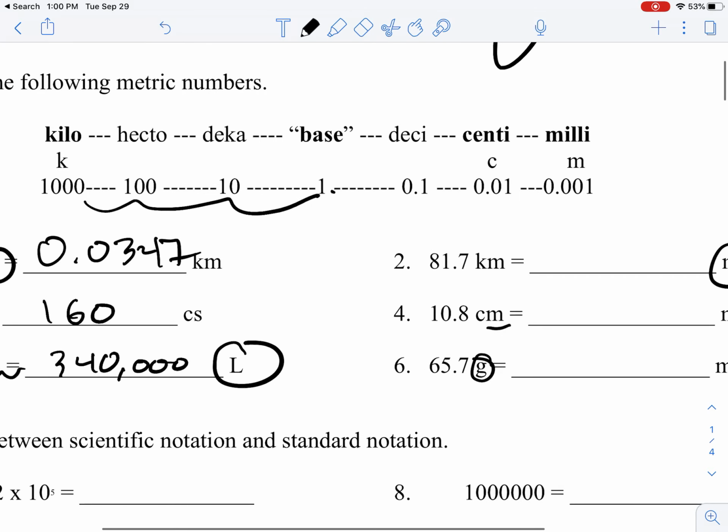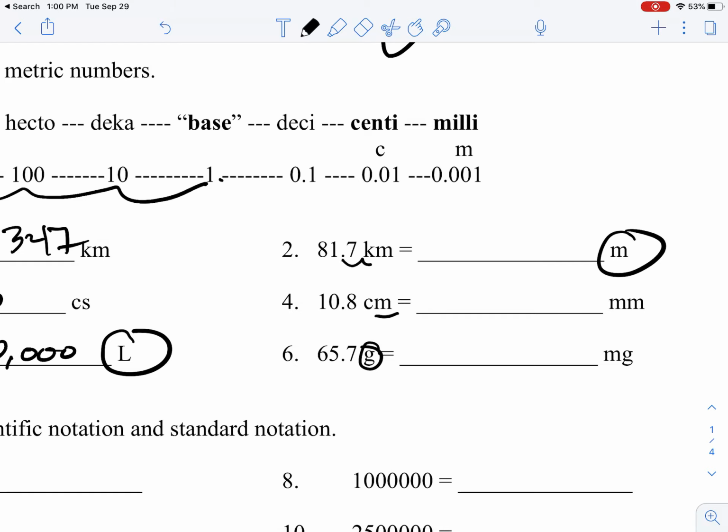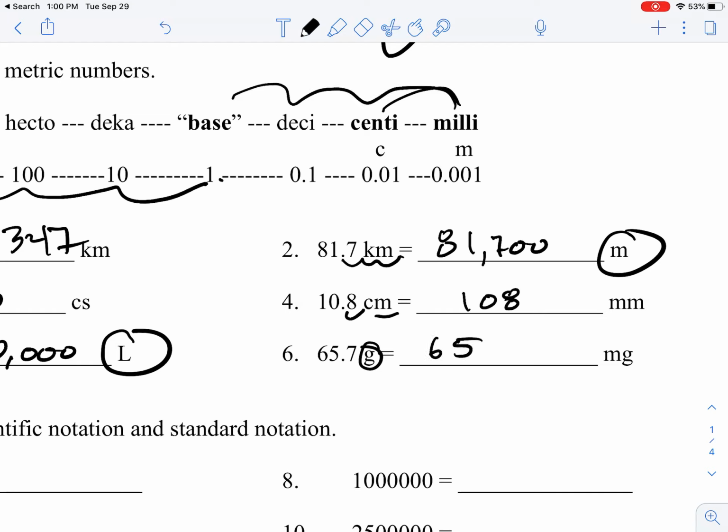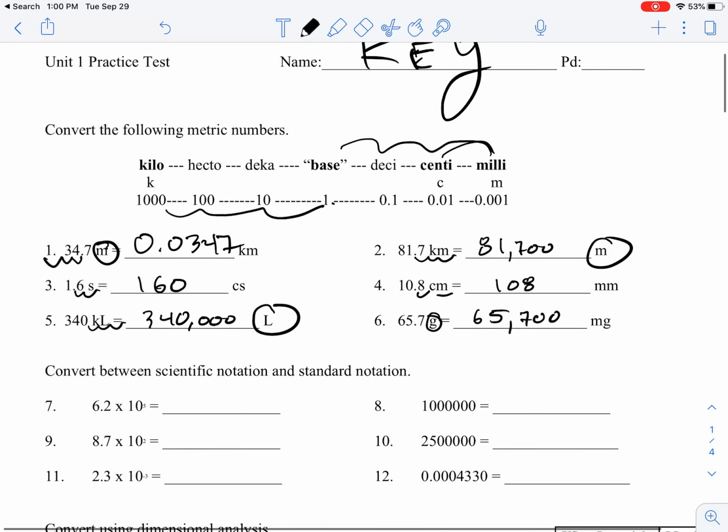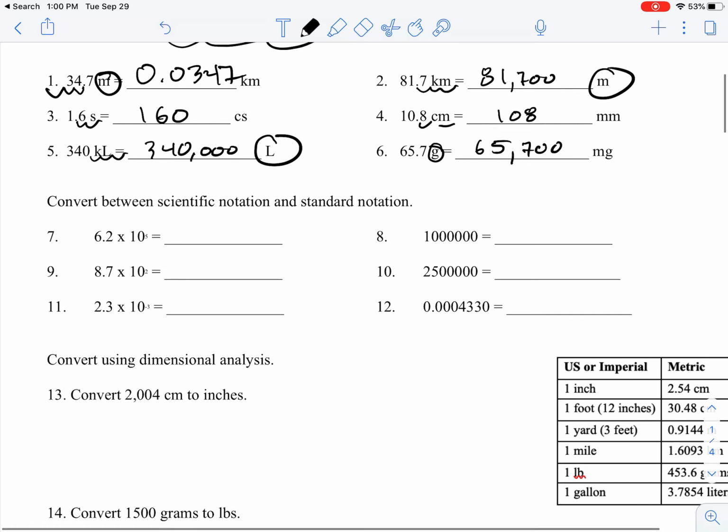Next, I'm on kilo to meters. So kilo to base units is again 3 spots. So it's 1, 2, 3. I get 81,700 meters. Here I'm going centi to milli. I'm going 1 spot right. So it's just 108 when I move it 1 spot right. Here grams to milligrams is 3 spots right. 1, 2, 3, which is going to give me 65,700 milligrams.